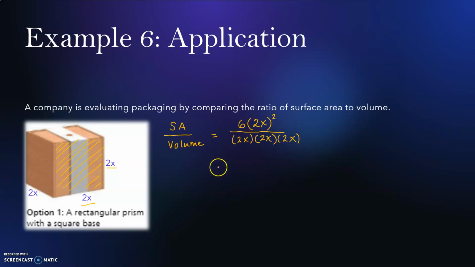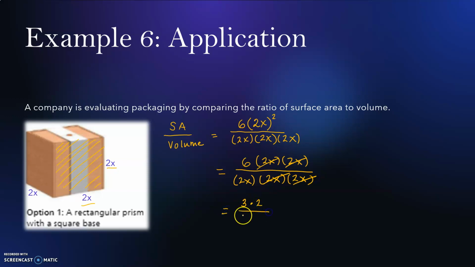And so if I look at things that would cancel when I do that, I have 6 times 2x, and that's going to cancel with the 2x's in the denominator. So I wind up with this cancels and this cancels and this cancels and this cancels. And actually 6 is the same thing as 3 times 2 divided by 2 times x. So actually the 2's cancel, and so we have 3 over x is the relationship between the surface area and volume in this situation.